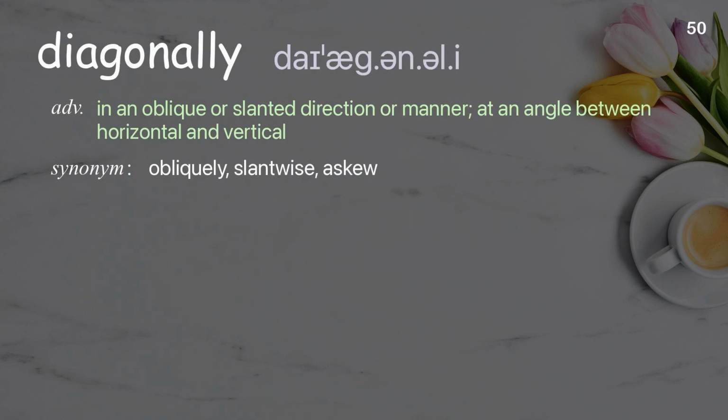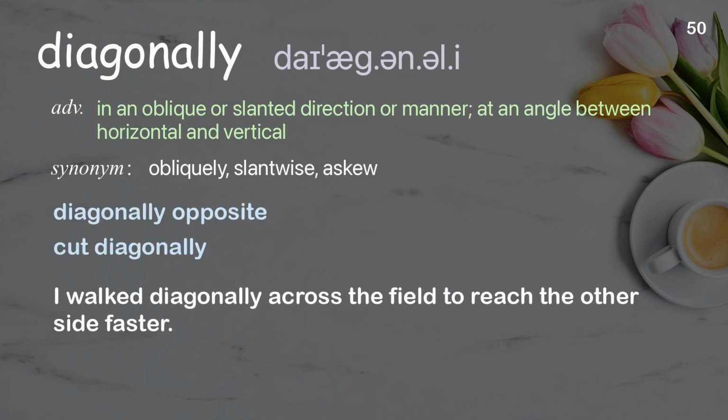Diagonally. In an oblique or slanted direction or manner, at an angle between horizontal and vertical. Examples: diagonally opposite, cut diagonally. I walked diagonally across the field to reach the other side faster.